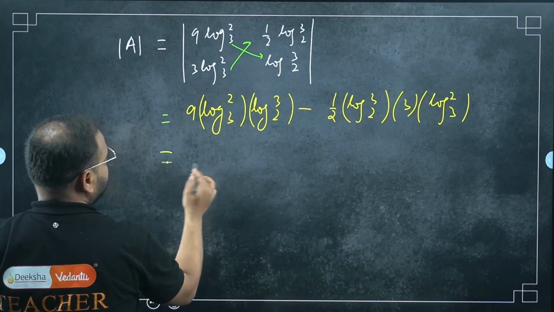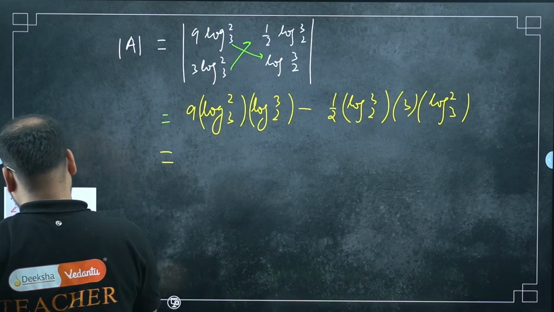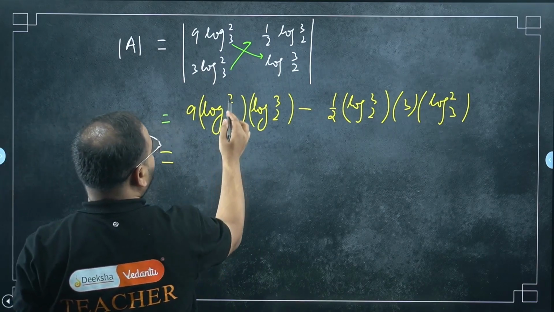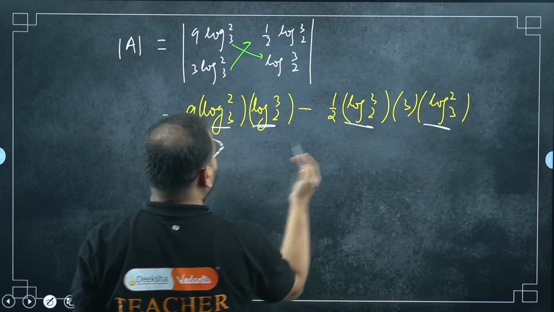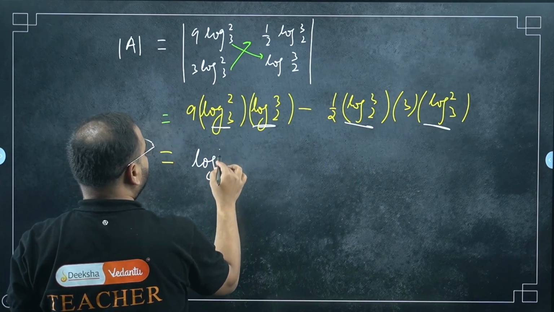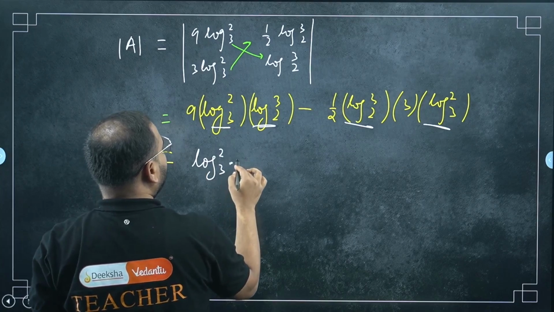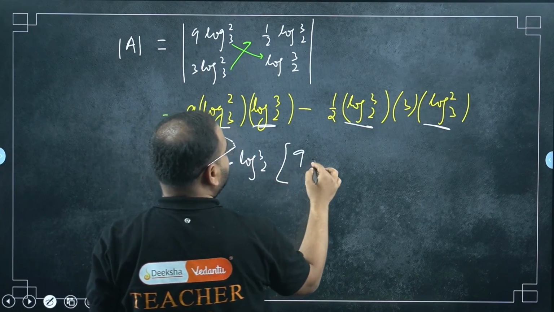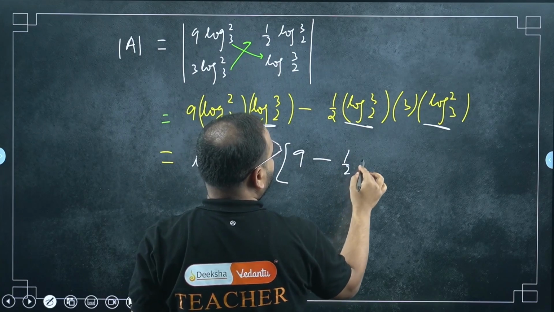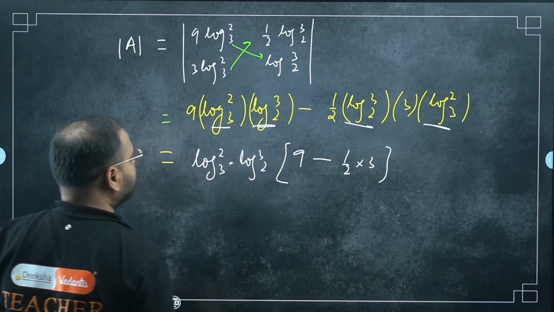Okay, sir. Now isn't this common? Please check here. Log 2 3, log 2 3, log 3 2, log 3 2. I can take it common. So log 2 to the base 3 multiplied with log 3 to the base 2. What is left in the first term? Just 9, sir. Second term, 1 by 2 into 3, sir.